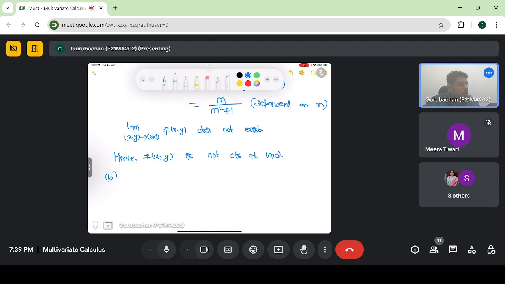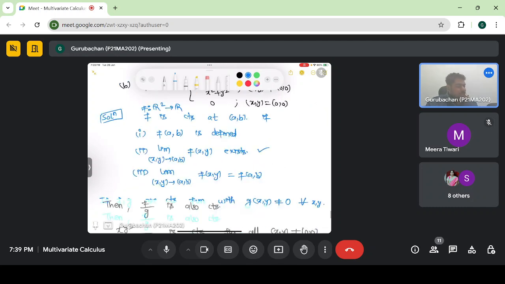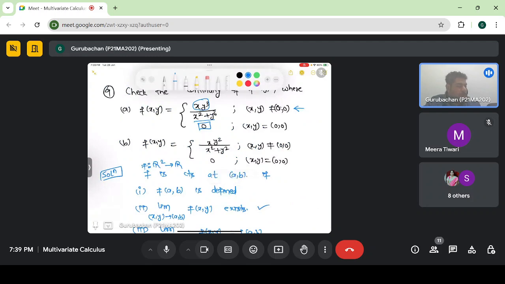Okay. Now what is the second function? Second function is x y square divided by x square plus y square. I am not writing it properly, I'm just letting you know. First of all, we have to check whether f(0, 0) is defined or not. So see here, whether f(0, 0) is defined.